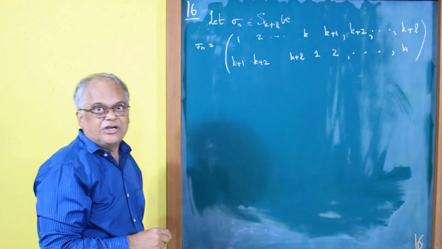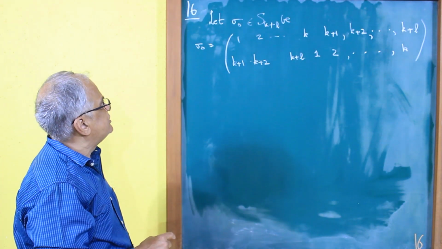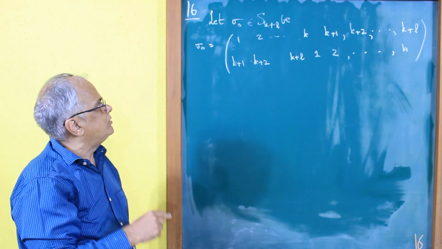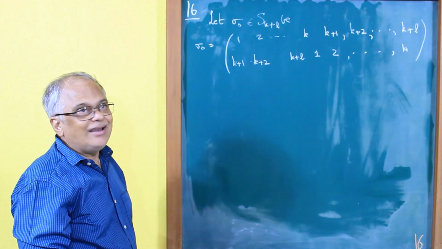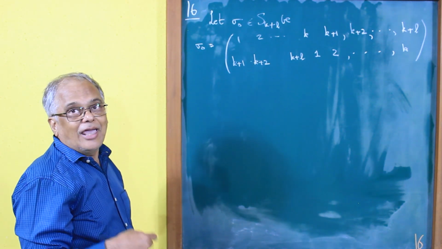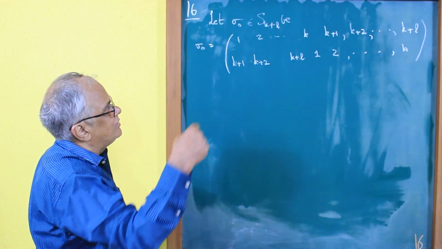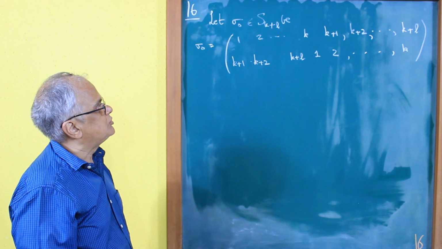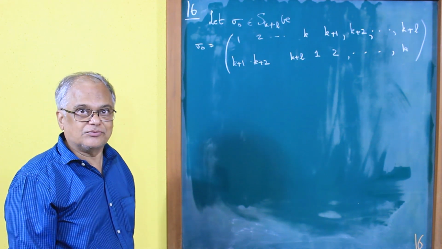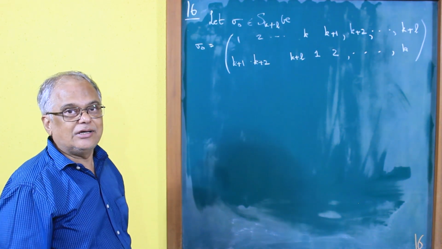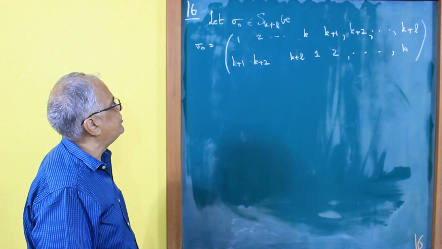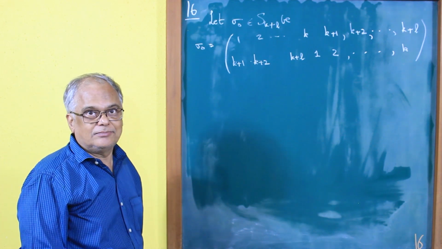It's clear what the permutation is. The permutation is: 1 goes to k plus 1, 2 goes to k plus 2, and so on, L goes to k plus L, L plus 1 goes to 1, and so on, and finally k plus L goes to k. This is a permutation first of all. So is it clear what this permutation does?